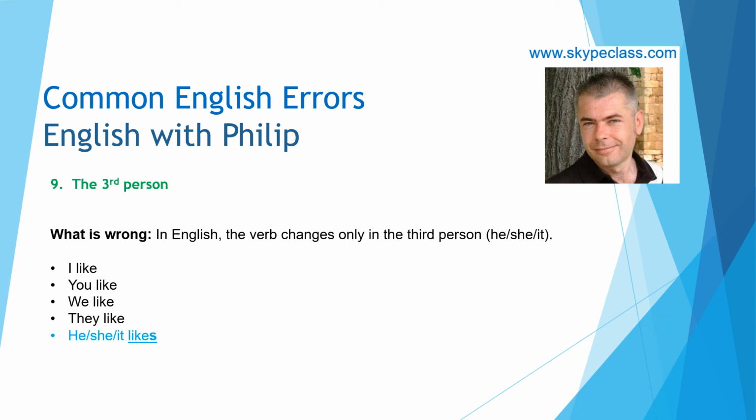Okay, the ninth error, again a super common mistake, is the use of the third person. In English, the verb changes only in the third person, he, she, or it. For example, I like flowers. You like flowers. We like flowers. They like flowers. He, she, it likes flowers.